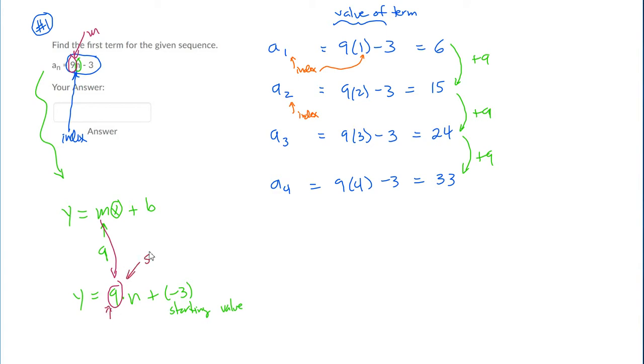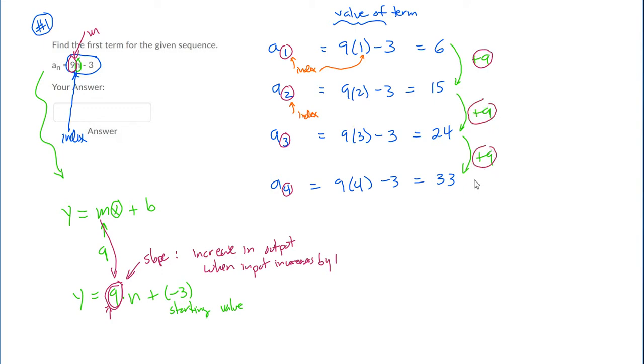The slope tells you how much you go up by. So that's your increase in the output every time the input goes up by 1. So when your input increases by 1, the slope tells you how much your output increases by. In this case, it would be 9. Notice my input is going up by 1 here. These are my inputs. The subscripts or indexes for these terms are my inputs. My inputs are going up by 1, and consequently my outputs are going to go up by 9, because that's the slope of the linear relationship.